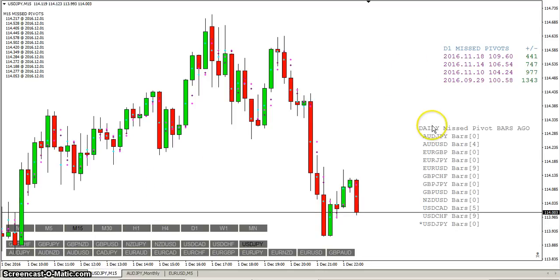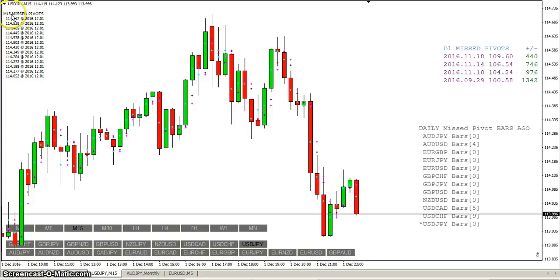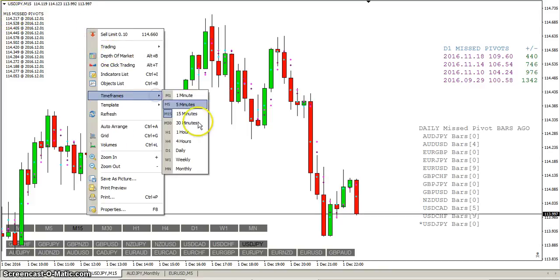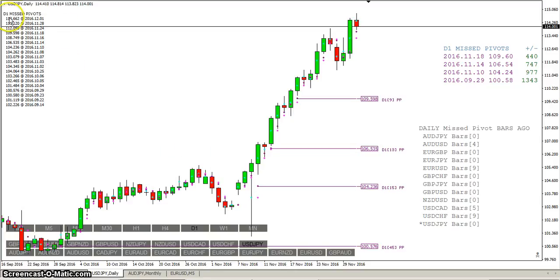I wrote a couple of pivot indicators. First, I wrote a little one that just used comments, missed pivots, where I found the pivots. It works on D1, or works on all the different time frames, but we want to focus on D1. So you can see here, these were all the missed pivots.